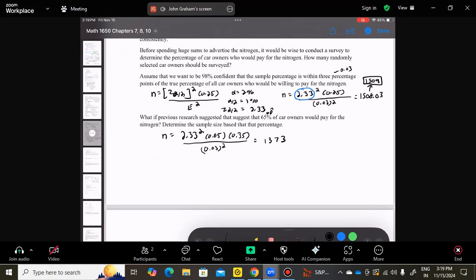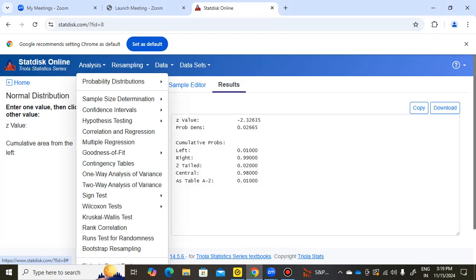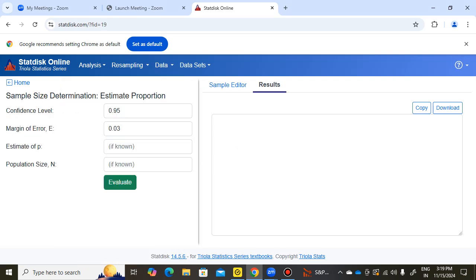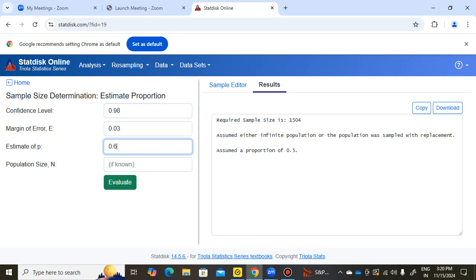Okay. On StatDisk, if we wanted to do this, we would do analysis, sample size determination, estimate proportion. It's going to ask for a couple things. It'll ask for the confidence level. We said 98%. Margin of error is 0.03. So we evaluate this. This is going to be the top answer. So we're looking for about 1509. We get 1504. So it's a little lower. That's because we rounded our Z alpha over 2. And if we add in the 0.65 as the estimate of our proportion, we're going to get 1369. So again, pretty close to the 1373 we got.